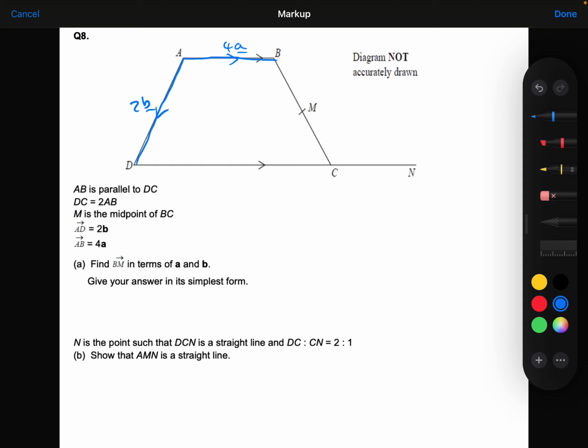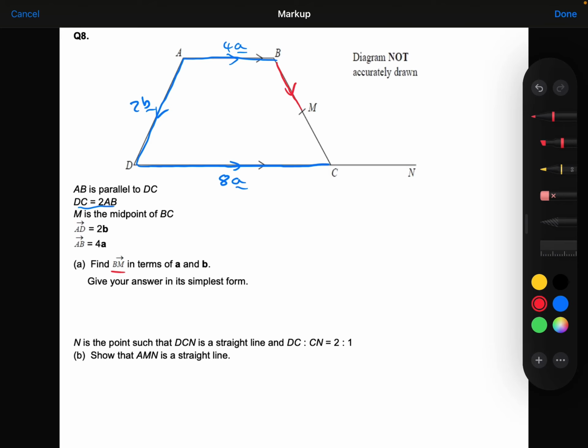So that's also going to allow me to fill in the vector D to C, because we were told that was twice as big as that. So that's going to be 8a. We need to find the vector B to M in terms of a and b.